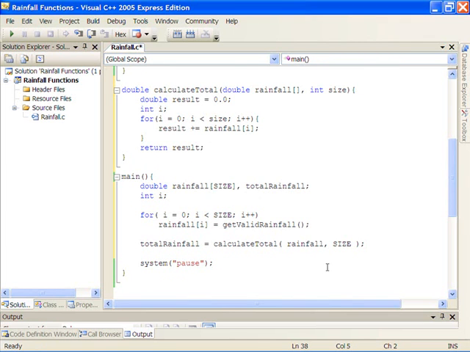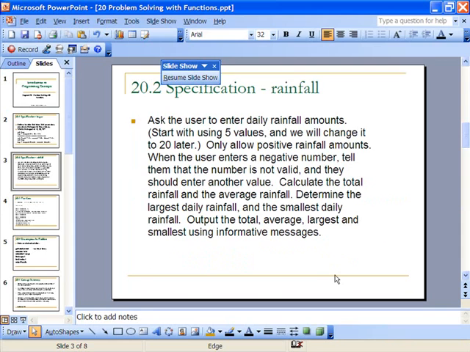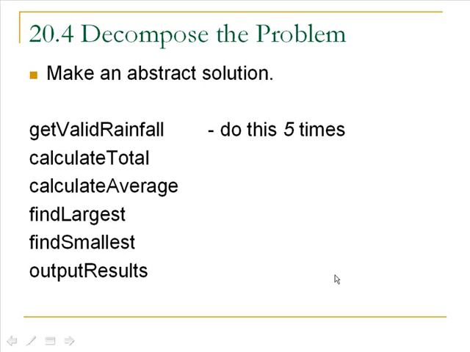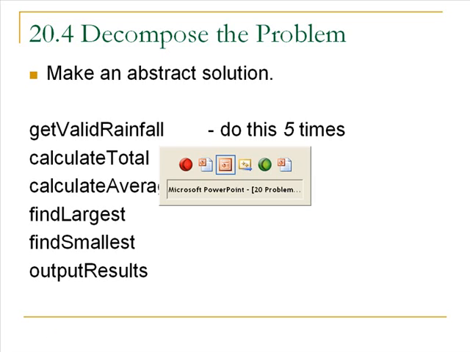Well, I'm going to change my mind on the fly now, because calculating the average rainfall doesn't look like it needs a function. Average rainfall is the total rainfall divided by size. And what else did we need? We need to find the largest, find the smallest, and output the result.